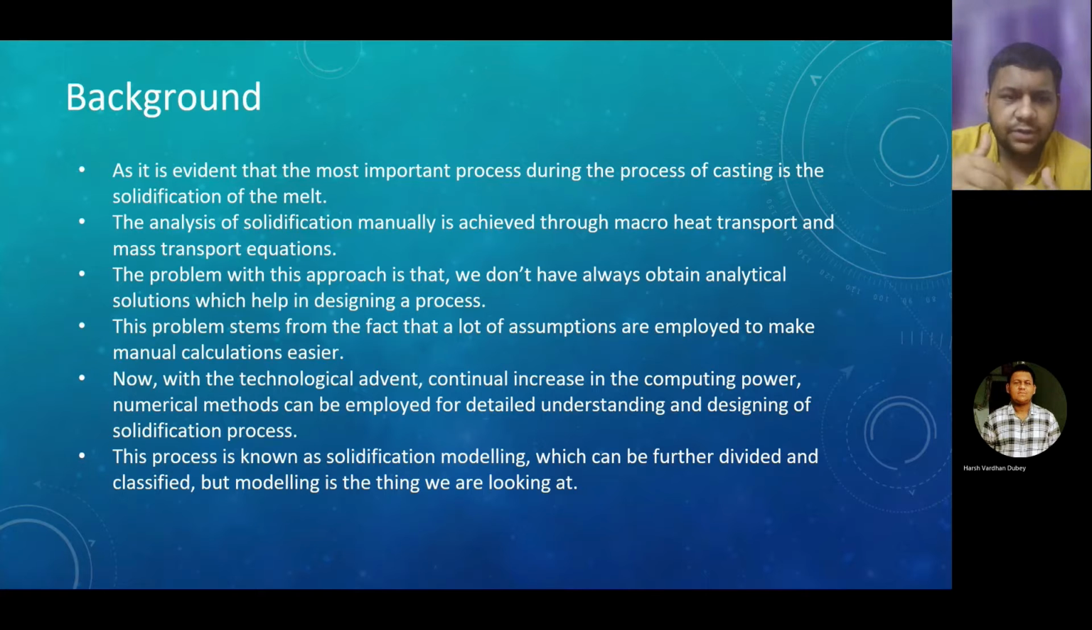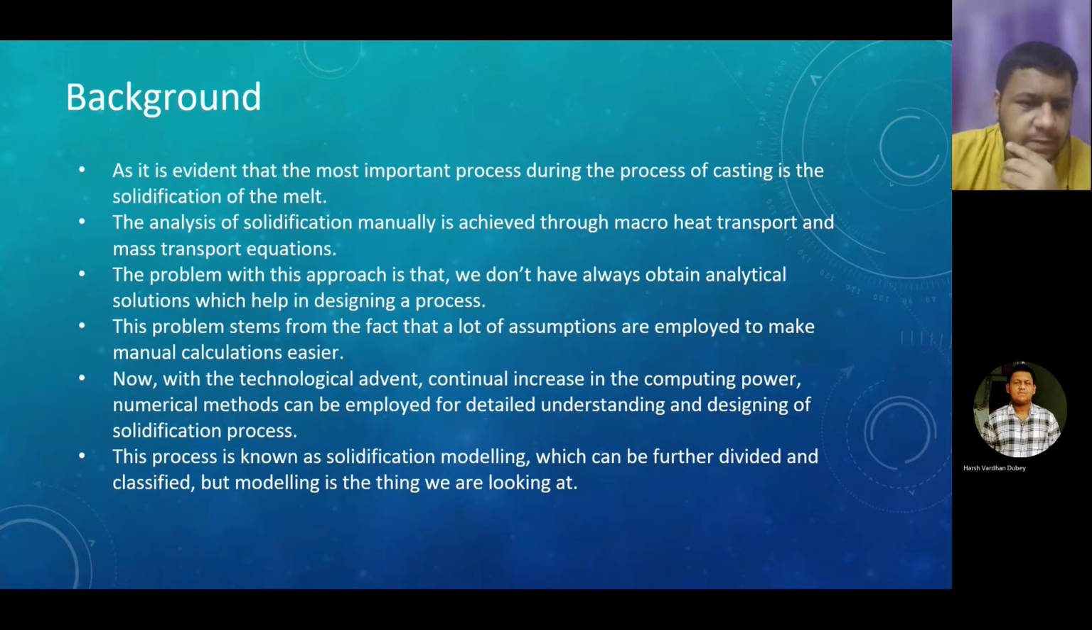Now, what we do is, to get some solutions, we take a lot of assumptions in these equations and thus get the solutions. Now, as technology has progressed and we have more computing power, numerical methods can be employed, which have detailed calculation and give us a detailed understanding of the process. This process of applying numerical methods for solidification is known as solidification modeling.